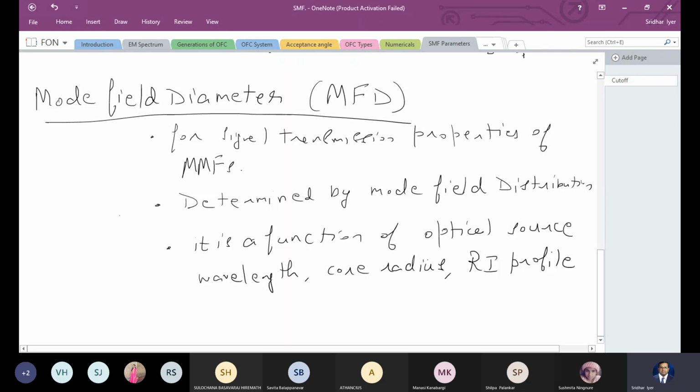So it is a function of optical source wavelength. We will see in module 3 that LEDs can operate most efficiently at a certain wavelength, and lasers can operate efficiently at only certain wavelengths. That is known as the optical source wavelength, the wavelength at which you get the maximum efficiency from an optical source. The core radius and the refractive index profile are also of the fiber.